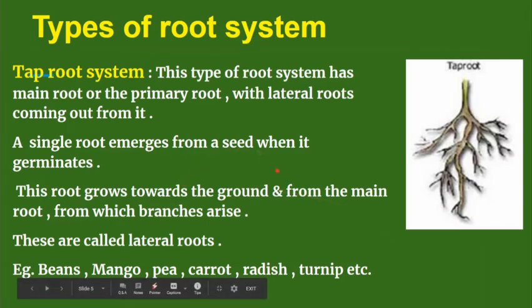Now we can see the different types of root system. Taproot system is the first one and second we have fibrous root system. In the taproot system, there is a main root from which lateral roots originate. A single root emerges from a seed when it germinates, and this root grows towards the ground, from which the branches arise. These are called lateral roots. Examples are beans, mango, pea, carrot, etc.